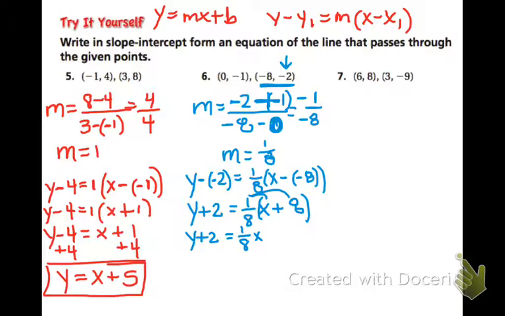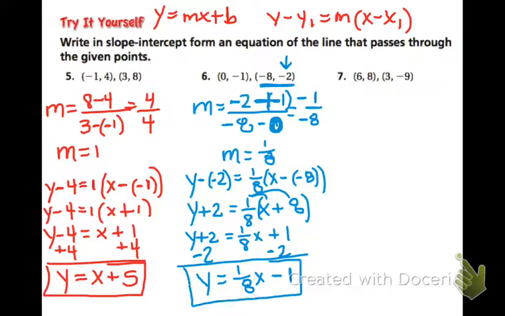When I take 1/8 times 8, I get 1. Okay? So now I need to get y by itself. I'll subtract 2 from both sides, and I'll get y is equal to 1 over 8 x. 1 plus a -2 is a -1, and there's my slope-intercept form.